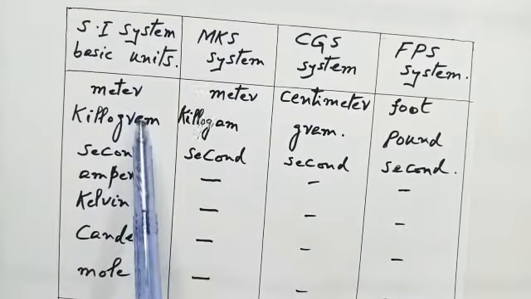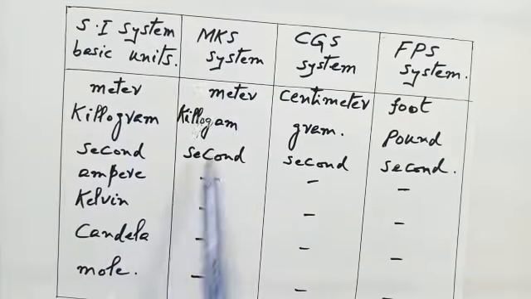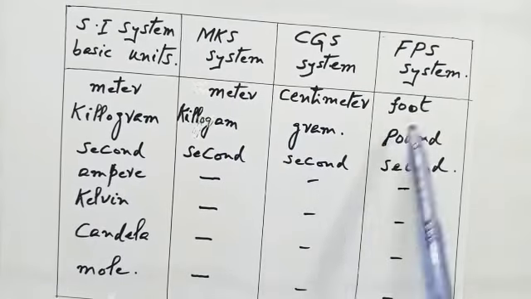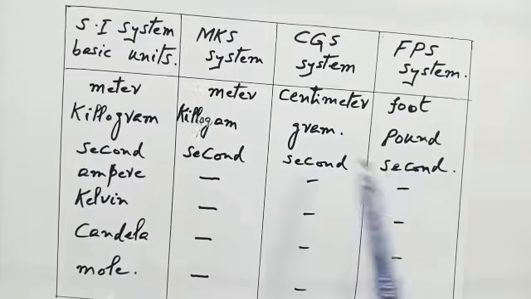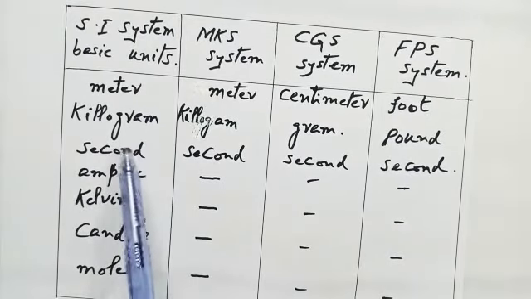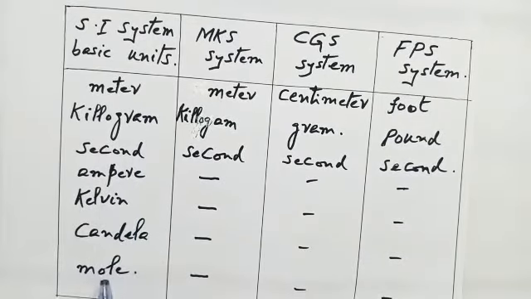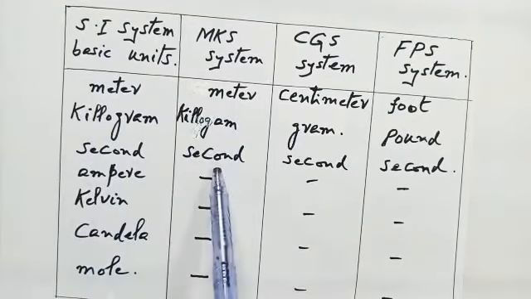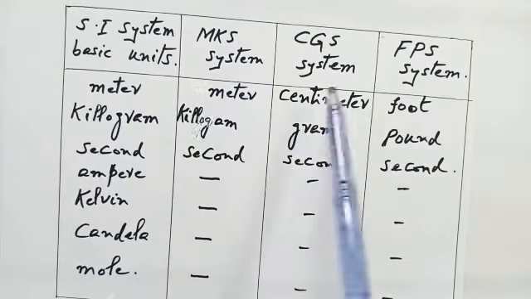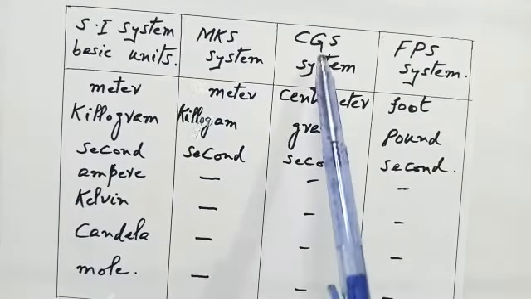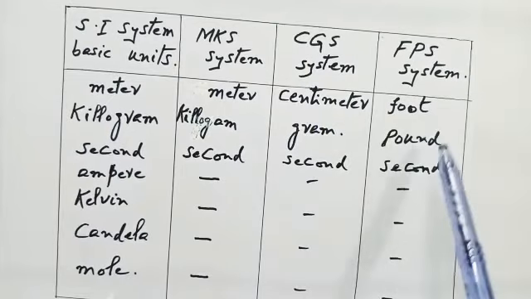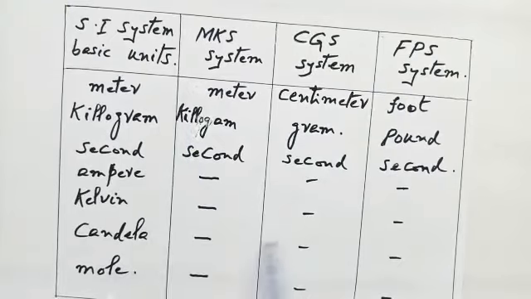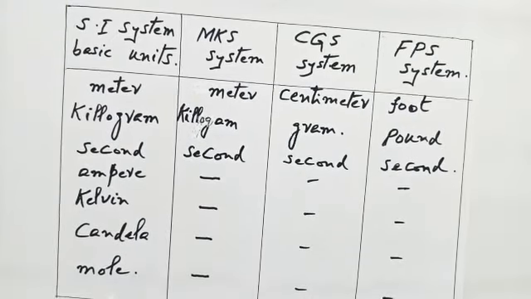These are the basic units of SI system, MKS system, CGS system, and FPS system. Meter, kilogram, second, ampere, Kelvin, candela, mole are the basic units of SI system. Meter, kilogram, second are basic units of MKS system. Centimeter, gram, second are basic units of CGS system. Foot, pound, second are basic units of FPS system. So this is a chart of basic units of all these four systems.